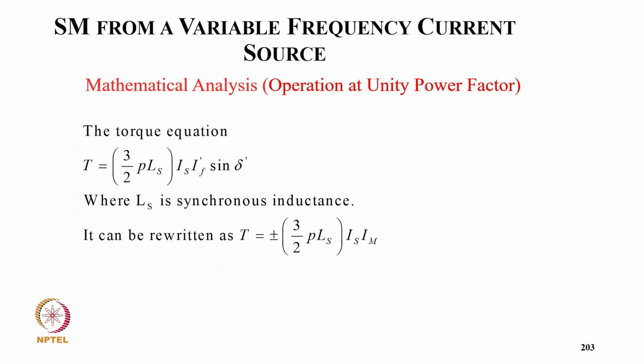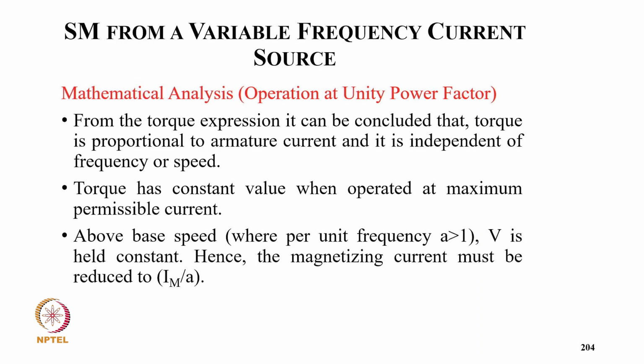So torque is T equals 3 by 2 P LS IS IF' sin delta', where LS is the synchronous inductance. It can be written as T equals plus or minus 3 by 2 P LS IS IM. So from the torque expression, it can be concluded that the torque is proportional to armature current and is independent of frequency or speed.